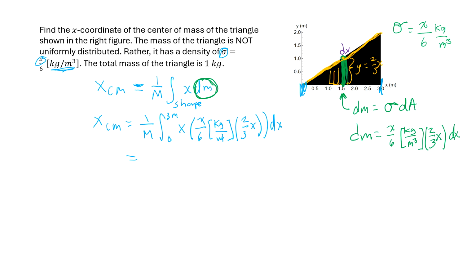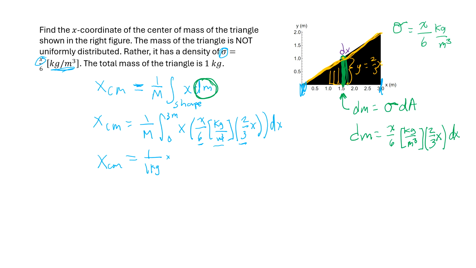I see a lot of numbers, just constants multiplied next to each other. We can pull them out of the integral. And so this is x_cm, 1 over, well, the total mass I said was 1 kilogram. And what can we pull out of here? So we have, I see a 2/3, a 1 over 6, and the kilograms per meter cubed. So I'll pull all that out.